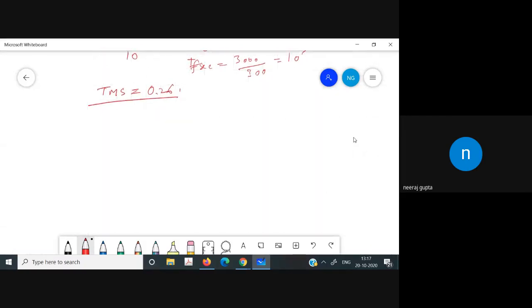We can explain it with a table. In this case, we have the relay, then in the second column the CT ratio, then the plug setting, that is PSM, and then TMS, the time multiplier setting. Now we have the relay RB, then we have the relay RA.